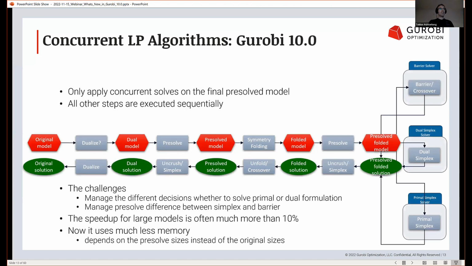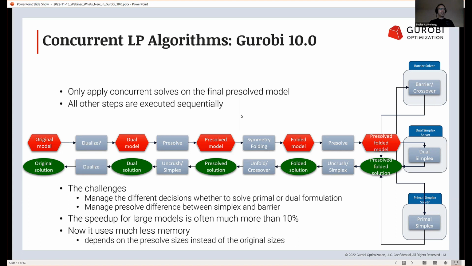So now we decided to change that completely in Gurobi 10. We would only apply the concurrent solves at the very end in parallel. All other steps are executed sequentially. That means you have only the model once in memory, all these intermediate models, so that saves you a lot of memory. But there are a few challenges, namely, as I have said, there are different decisions depending on barrier or simplex, whether you dualize, and also slight changes in pre-solve. So this has to be tuned a little bit to get it right for both, somewhat right for both.